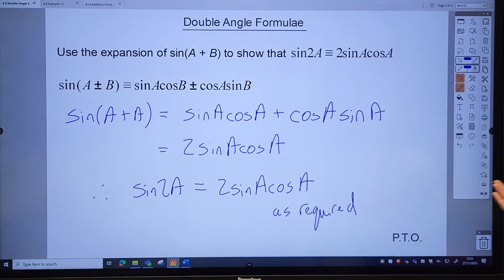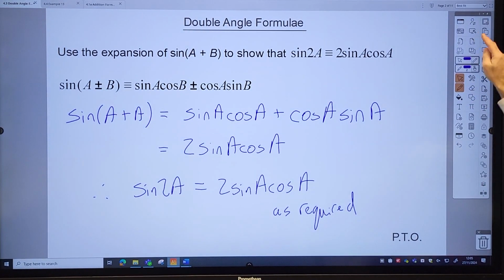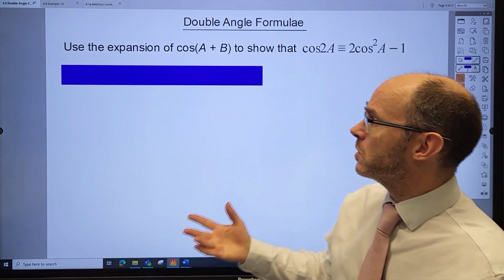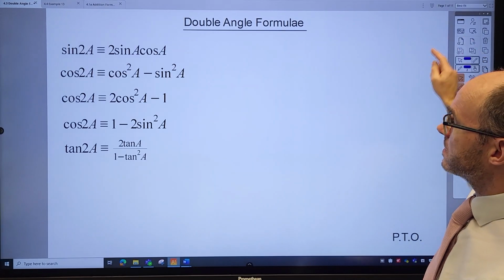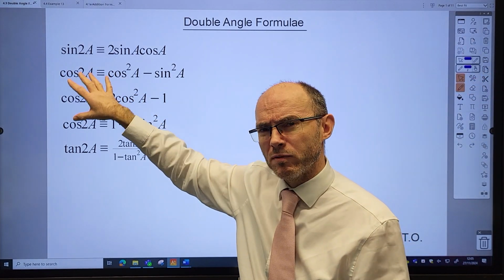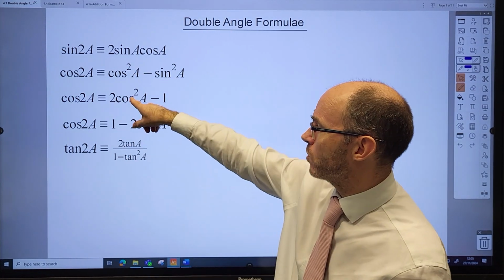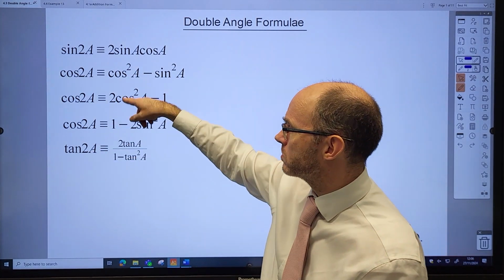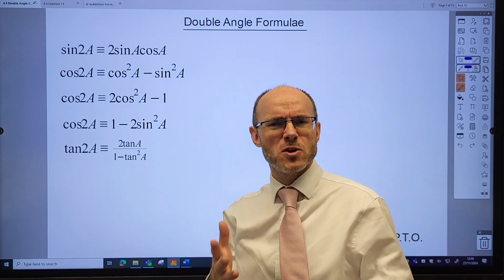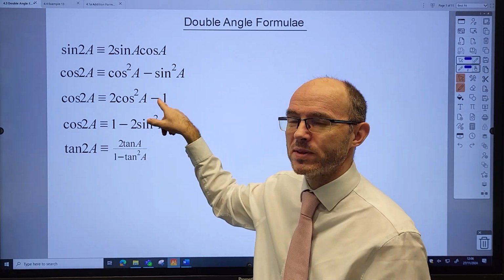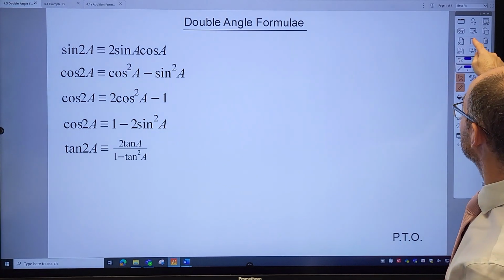I'll step away in case you want to do a screenshot of that. And then the next one. So what you'll notice is with these, the cosine 2A, the double angle formula for that, there's actually 3 different variations of it. So I've just gone for that one. But you need to know how to do all 3. I'll tell you what I'm going to do is I'm going to show you how to do all 3. But coming up with that one, because that's what the question asked.